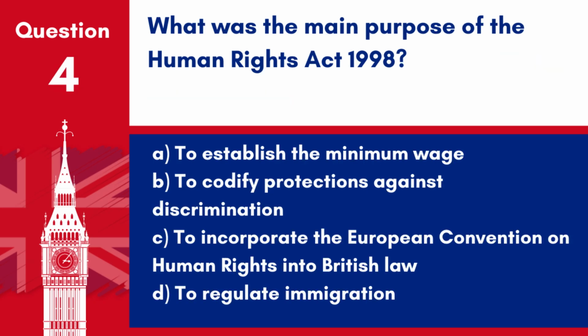Question 4. What was the main purpose of the Human Rights Act 1998? A. To establish the minimum wage, B. To codify protections against discrimination, C. To incorporate the European Convention on Human Rights into British law, D. To regulate immigration.